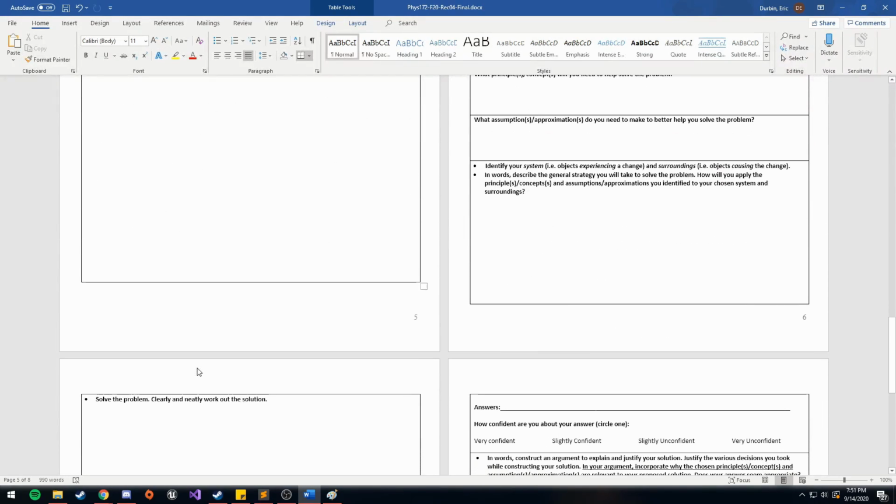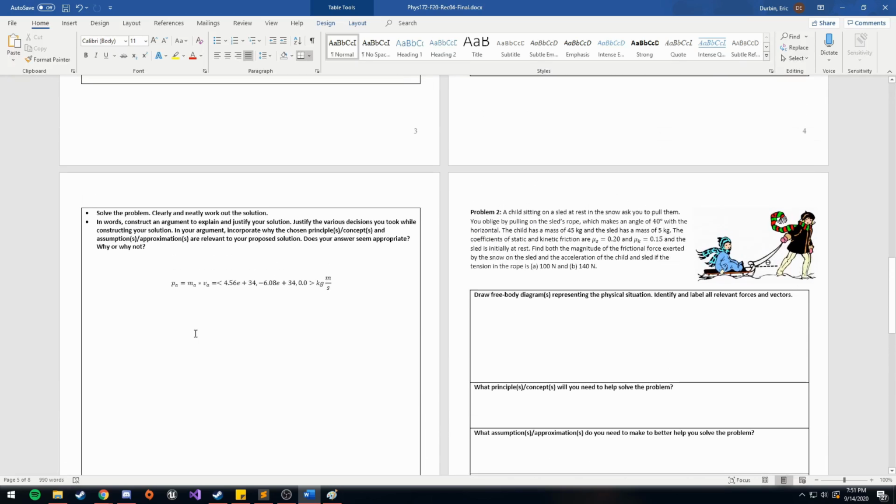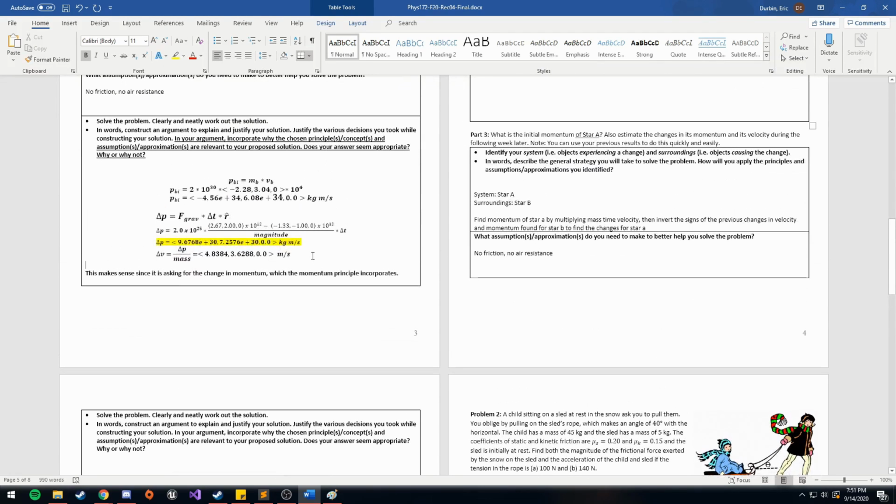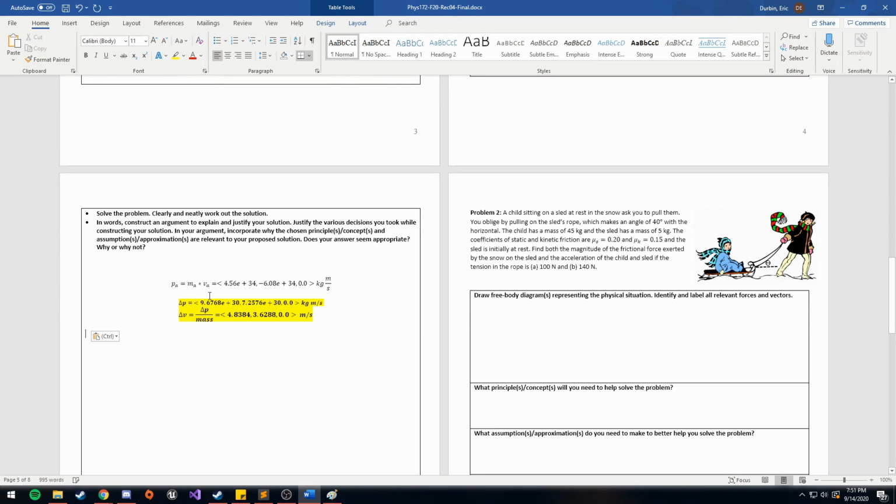So, did we all get the initial momentum? I did. Isn't this the same thing that we did in the first film? Yes, except without the other stuff. Can we just put negatives for the changes in momentum and changes in velocity? Yes.